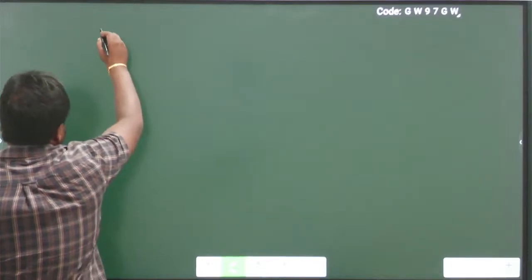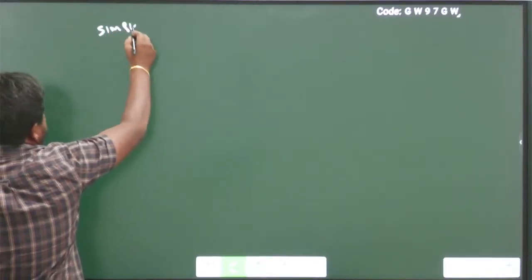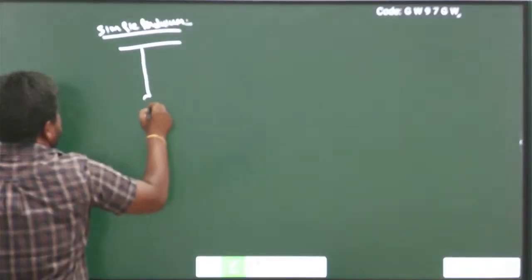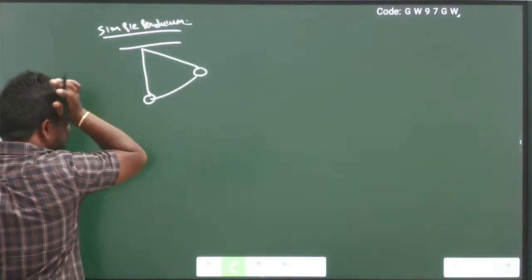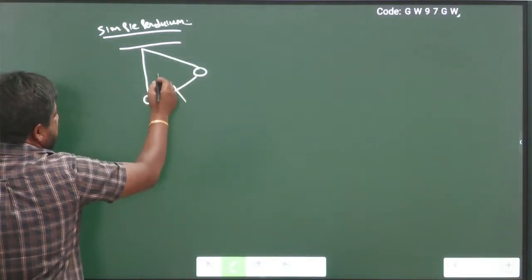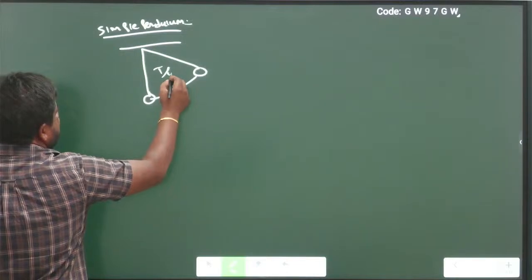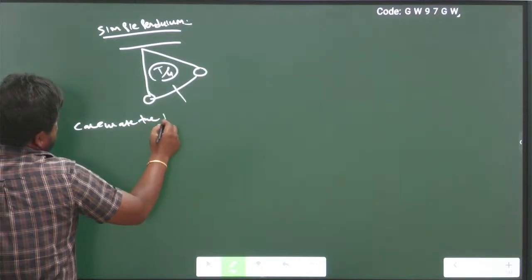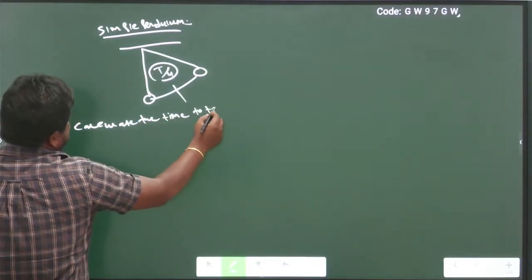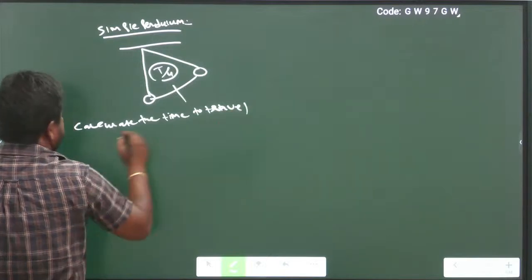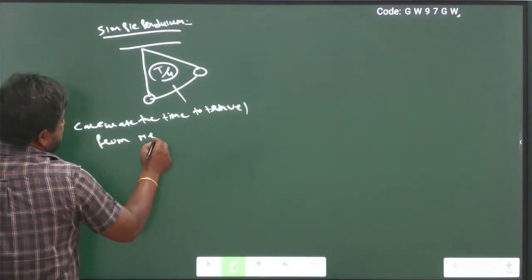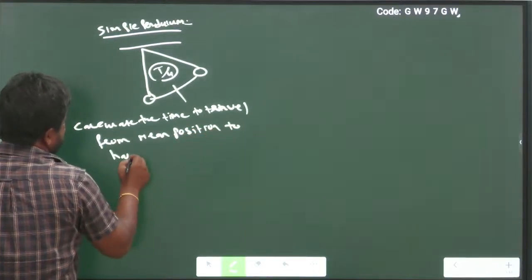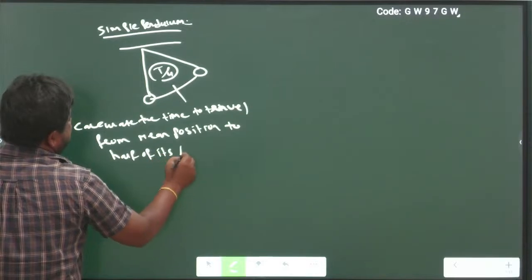Now, simple pendulum. We'll go for one more class on this. Now, the time taken from 0 to a, where a is the amplitude, the maximum displacement, is T by 4. Calculate the time to travel from mean position to half of its amplitude.